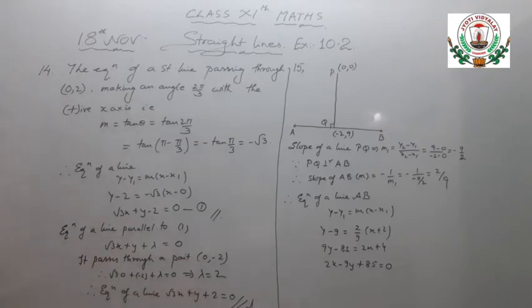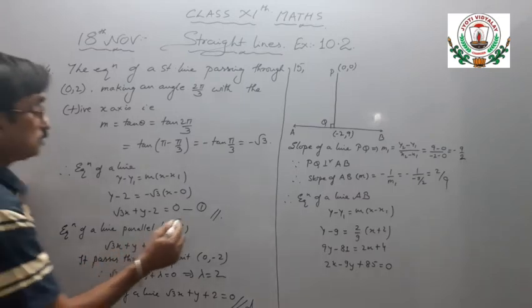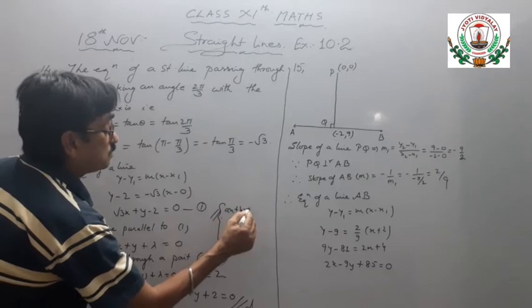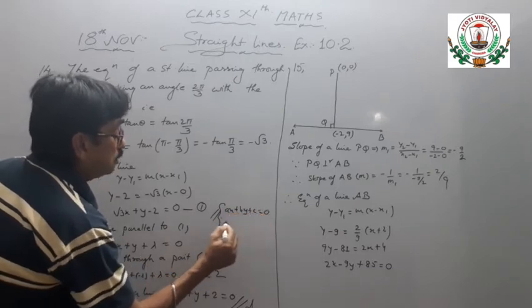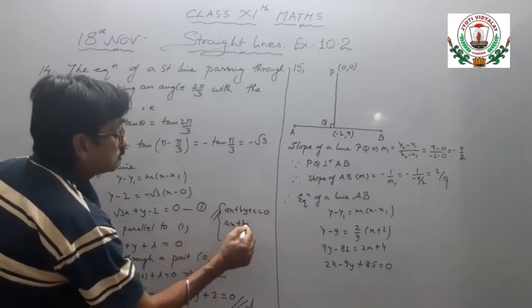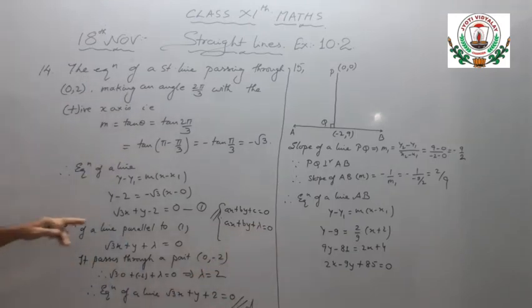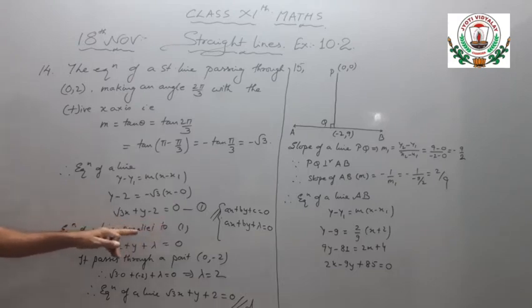Once again you can see, the equation of a line which is parallel to ax plus by plus c equals 0 is given by ax plus by plus lambda equals 0. So we have to find the equation of a line which is parallel to this equation. According to this formula it becomes root 3 x plus y, and the constant will become plus lambda equals 0.